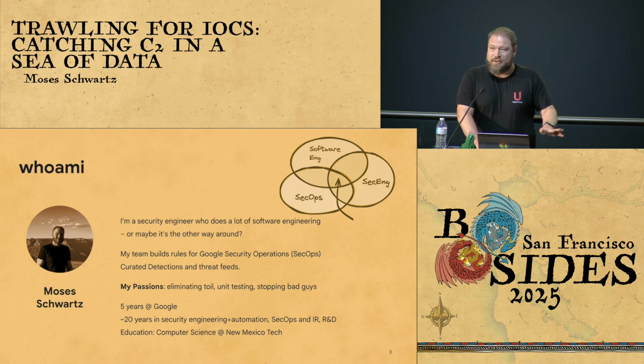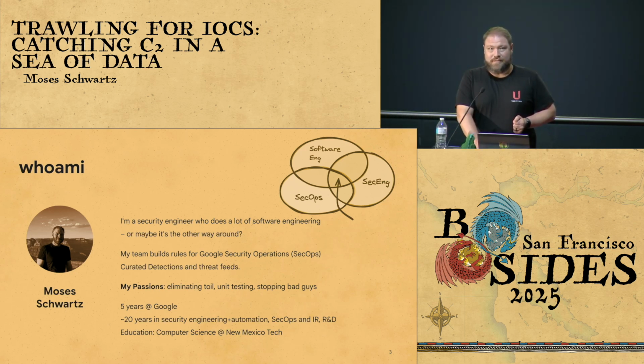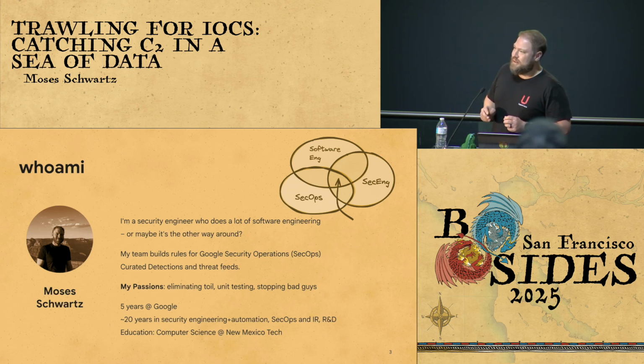I'm not going to spend a lot of time here, but who am I? My name is Moses. I work for Google in the security operations product. My team mostly writes rules and develops feeds and stuff that go into the security operations product. My passions are really focused around automation, eliminating toil, getting the boring work that security engineers and analysts do down to the absolute minimum so that we can focus on the fun parts.